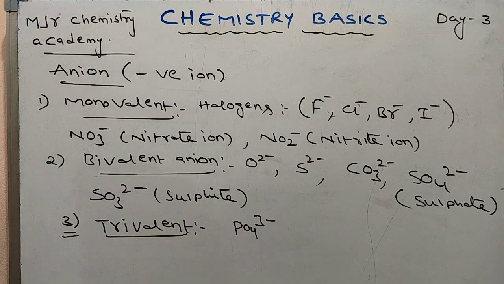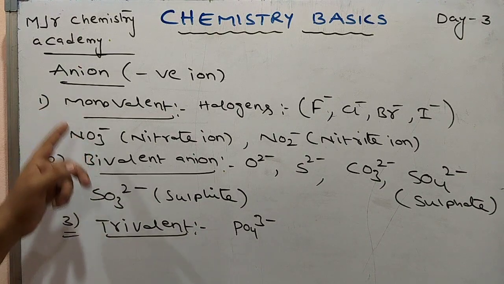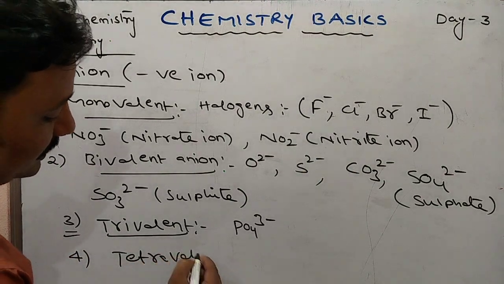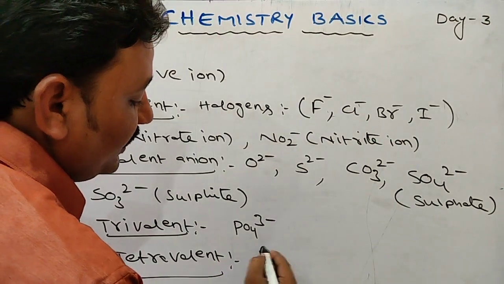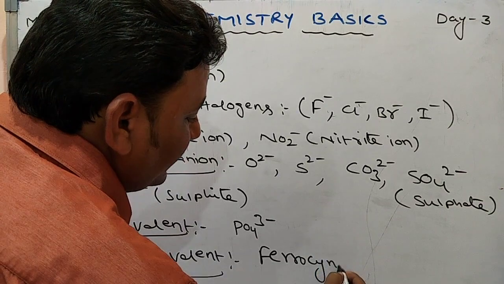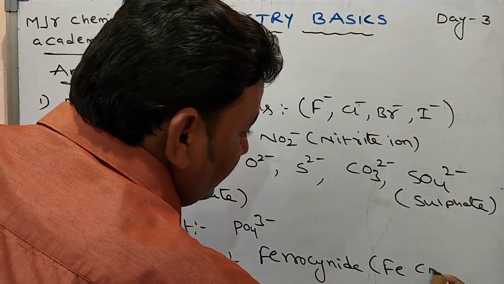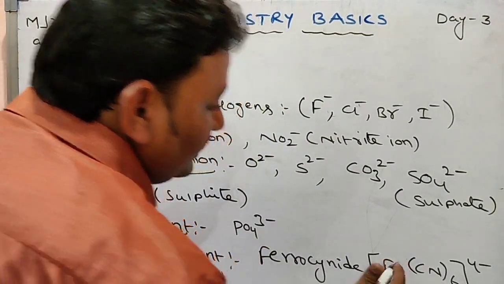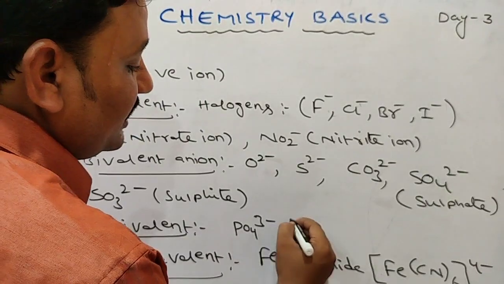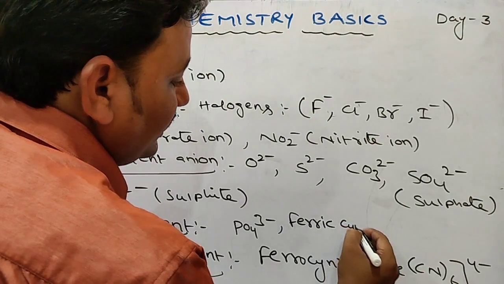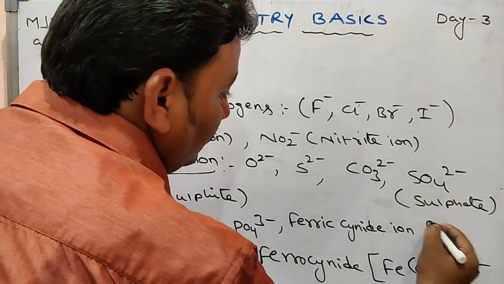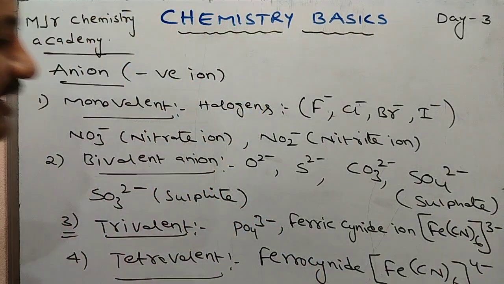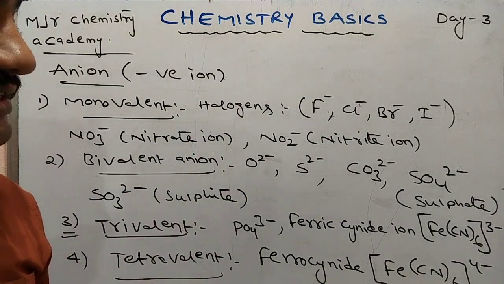So this type of ions, we have trivalent anions, and tetravalent also there. Tetravalent means the example is ferrocyanide. Fe(CN)6 4 minus is the ferrocyanide ion. Fe(CN)6 3 minus is the ferricyanide ion. Ferricyanide is the trivalent ion, ferrocyanide is the tetravalent ion.